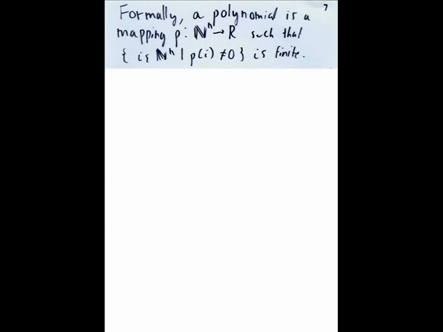Formally, a polynomial is a mapping P that takes sequences of natural numbers to R, and it's going to be size n sequences, such that the set of i in N to the n with P(i) not equal to 0 is finite. So essentially we just cannot have infinitely long polynomials. We have to have only finitely many terms.